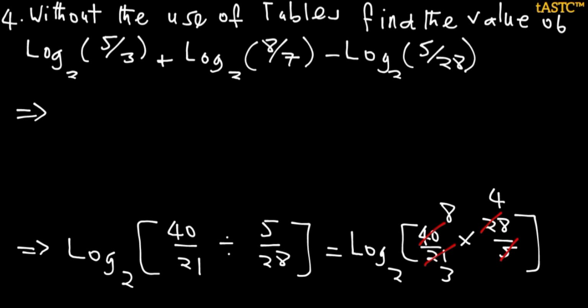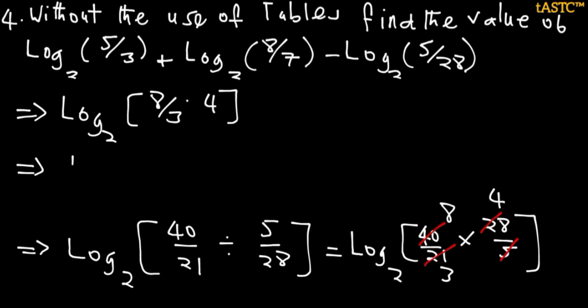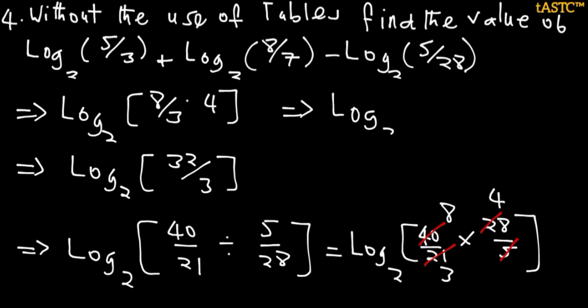So this is going to be log to the base 2 of 8 over 3, and that is multiplied by 4. So here now we have log to the base 2 of 4 multiplied by, that is 8 multiplied by 4, that is basically 32. That is divided by 3. So here now we're going to have log to the base 2 of 32 minus log to the base 2 of 3.